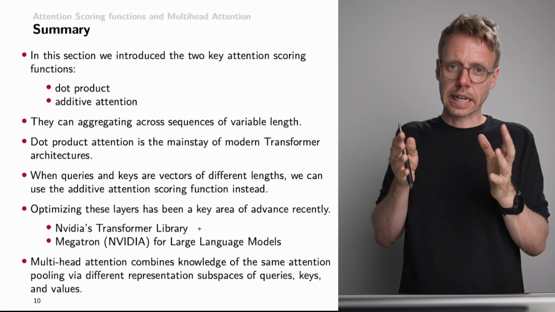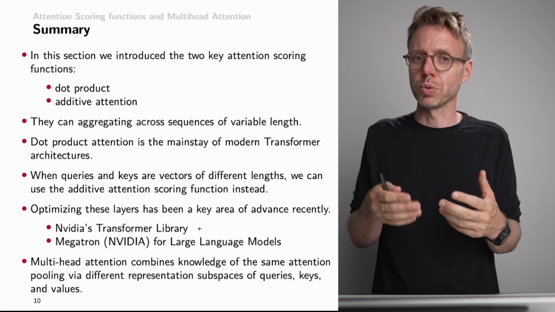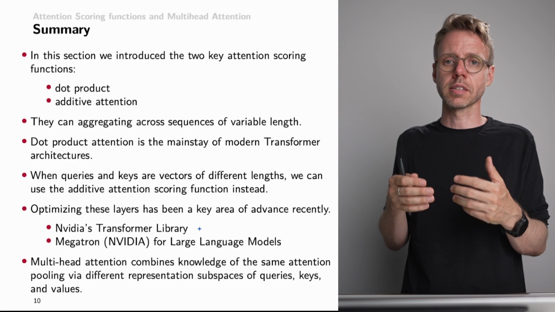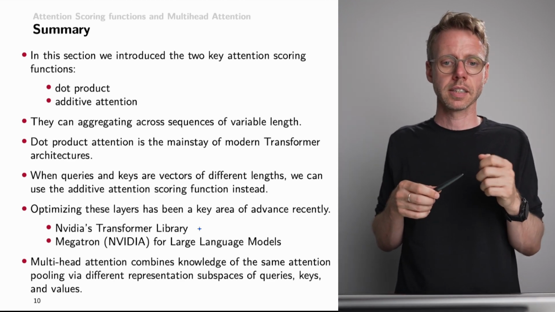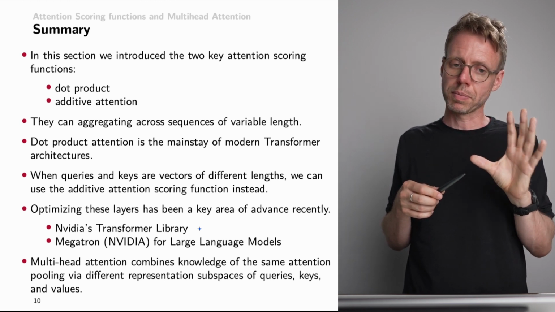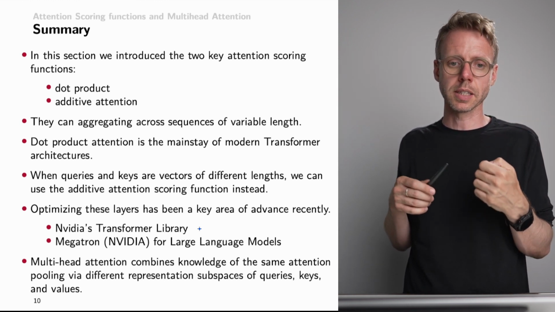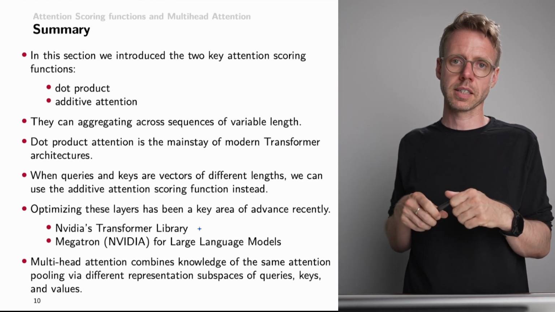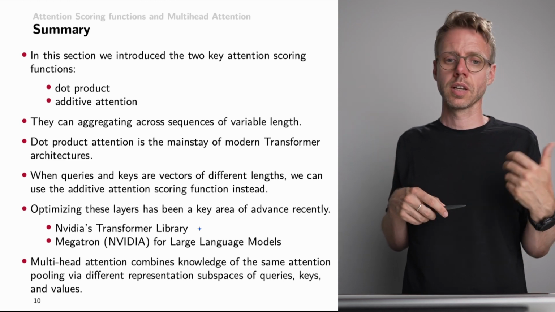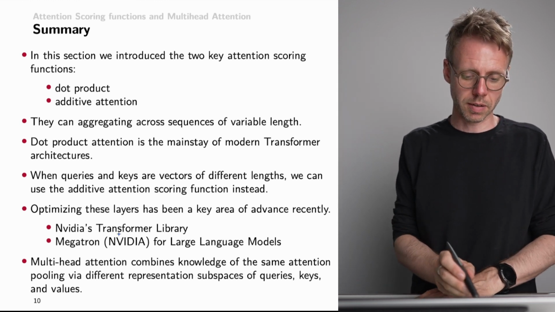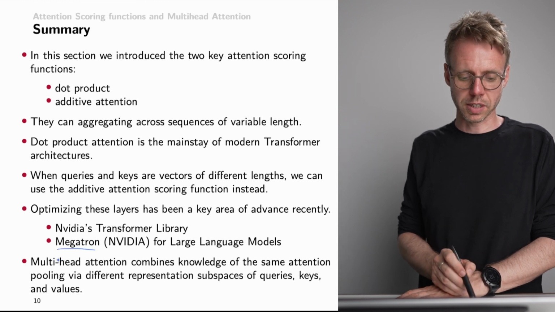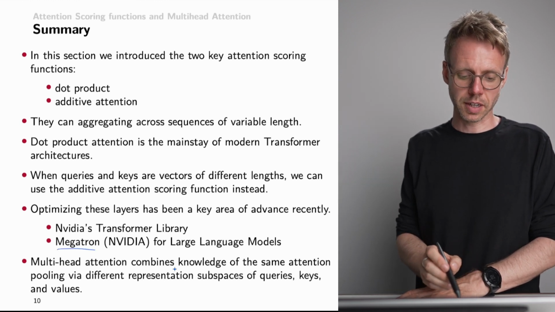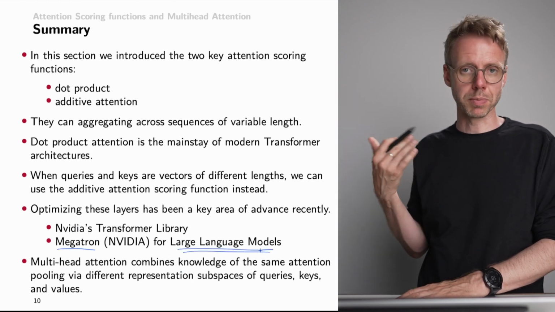Now, being able to compute attention efficiently is extremely important in deep learning. In fact, optimizing these sorts of attention layers has been a key area of advance in recent times. So NVIDIA has brought up a great transformer library, and they have also developed this Megatron attention mechanisms for building large language models with billions of parameters.